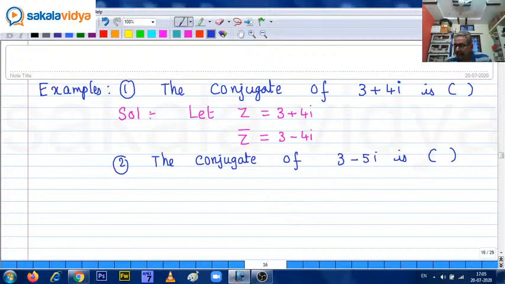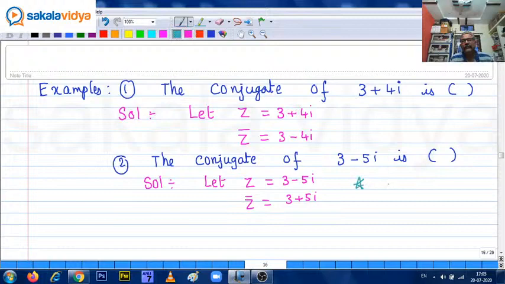Conjugate of 3 minus 4i is 3 plus 4i. Solution: let us say Z is equal to 3 minus 5i. Therefore, Z bar is equal to 3 plus 5i. Now I give some examples, you try now.